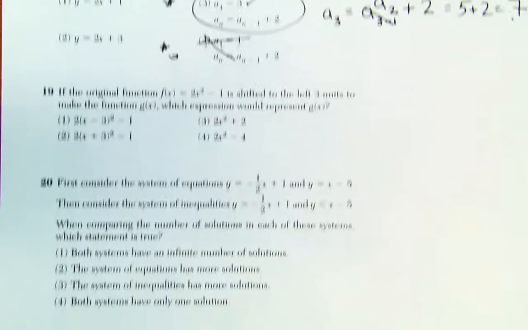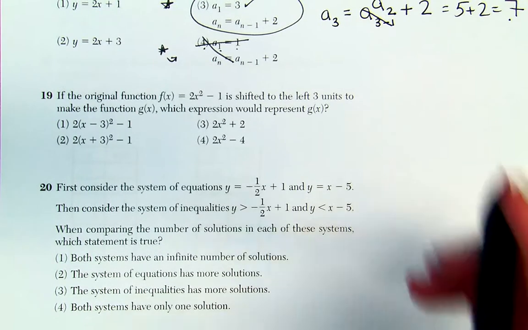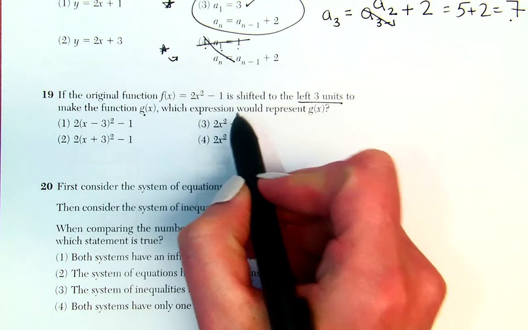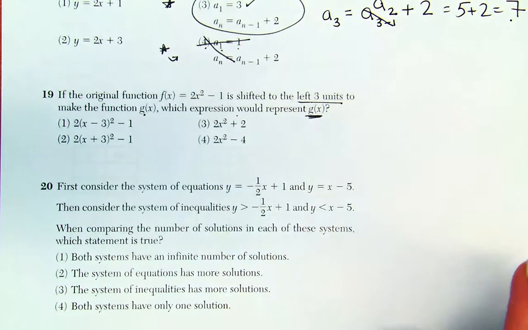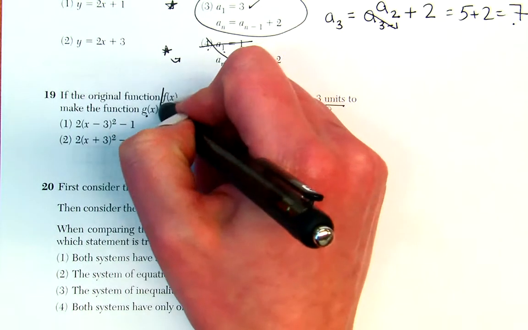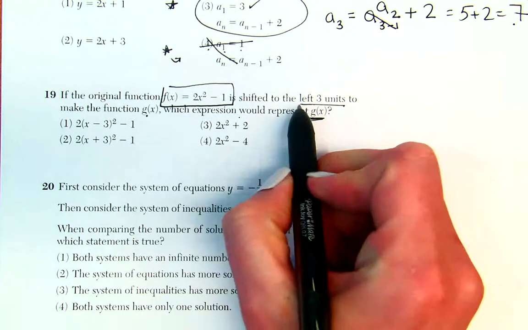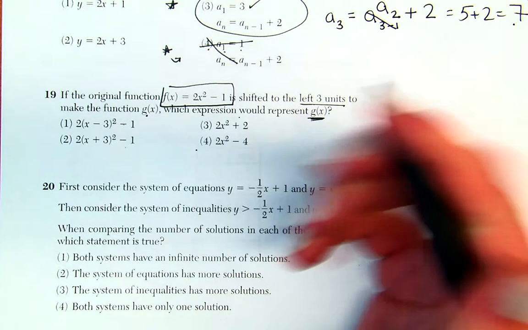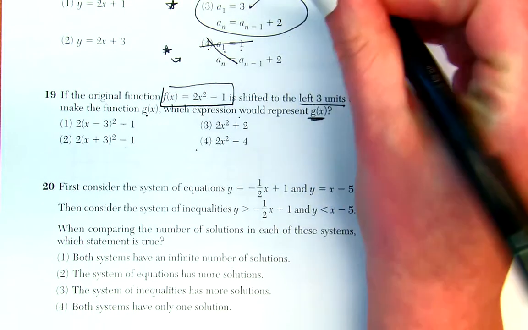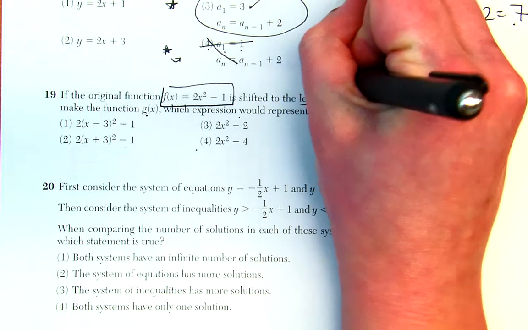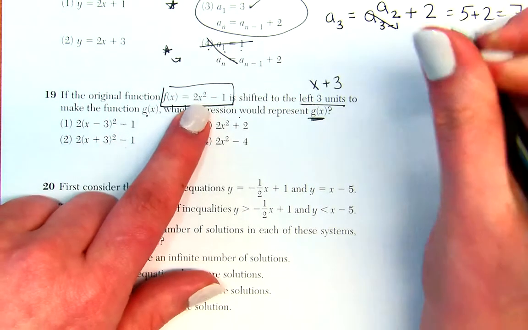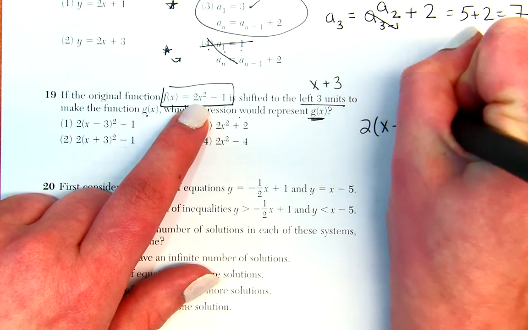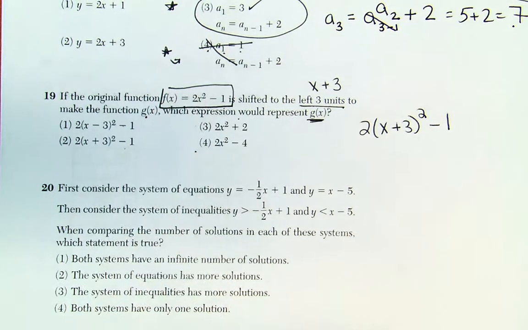For number 19, if the original function is shifted to the left 3 to make the function g of x, which expression would represent g of x? Okay, so you can start by plugging this into y1 and verifying which one of these will shift it left, or understand that shifting something left actually means you have to add 3 to the x value. So I'm going to have 2 times x plus 3 squared minus 1 as our answer.